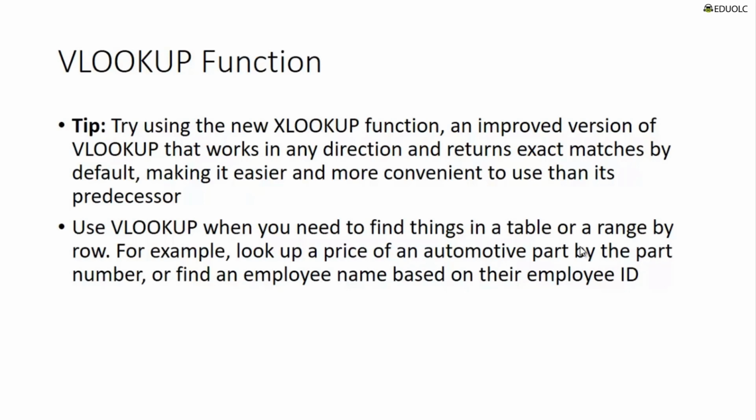Or find an employee name based on their employee ID. Column A, let's assume, is employee ID with many IDs 1, 2, 3, 4, 5, 6, and so on in different rows. Column B is employee names, which is A, B, C, D, E, F, and so on until many rows. Now you want to find out employee names based on employee ID. So you type equal to VLOOKUP in any other column like cell F1, and you search for employee name based on employee ID.